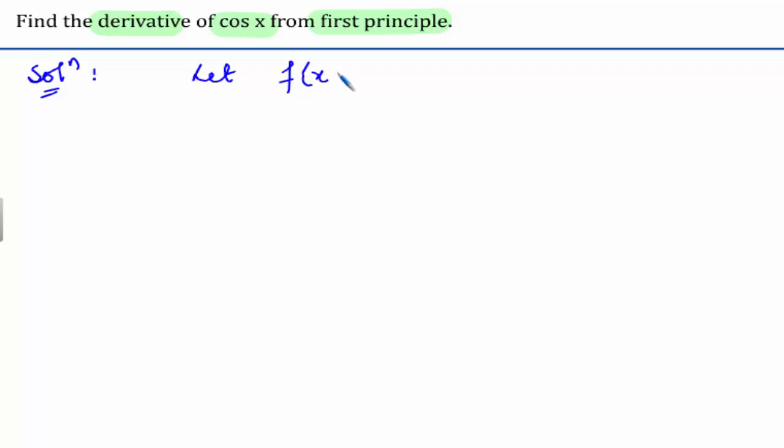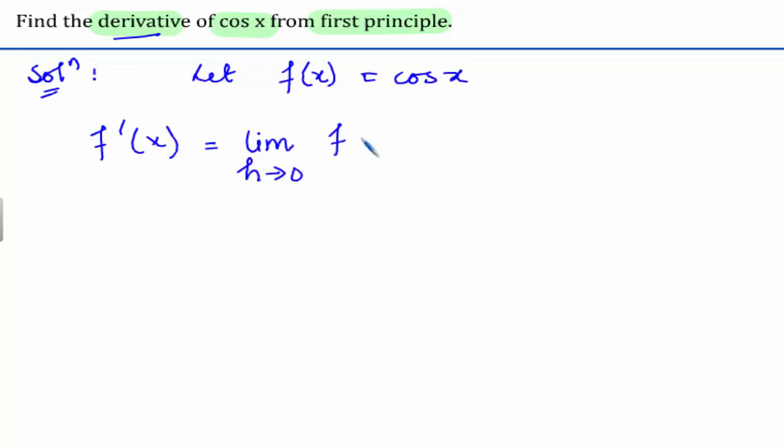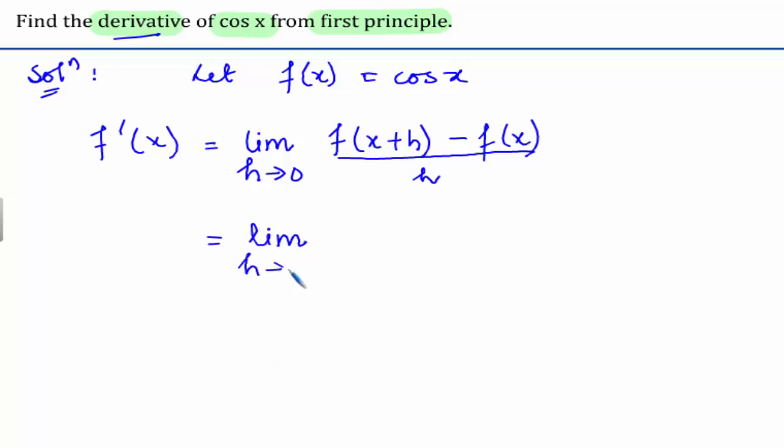and from the first principle f dash x is given by limit as h tends to 0 f of x plus h minus f of x whole divided by h. Now this is further equal to limit as h tends to 0 cos of x plus h minus cos x divided by h. Since f of x plus h is cos of x plus h, we have replaced x by x plus h.